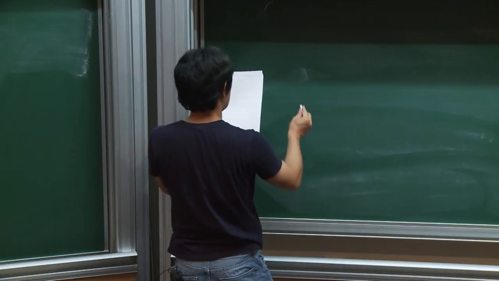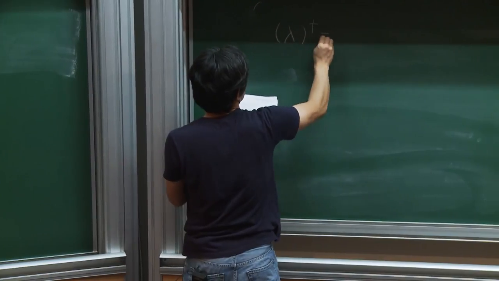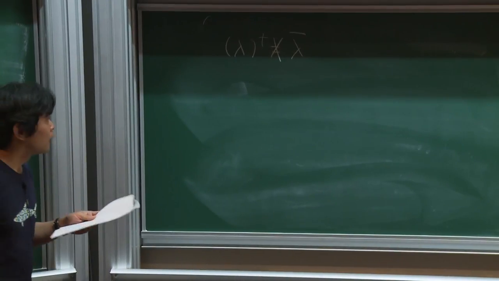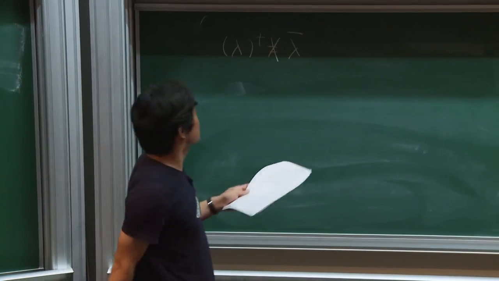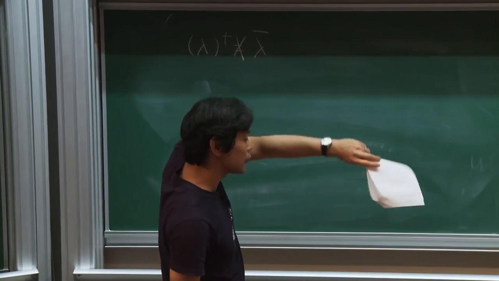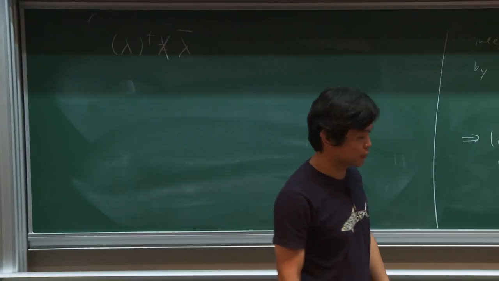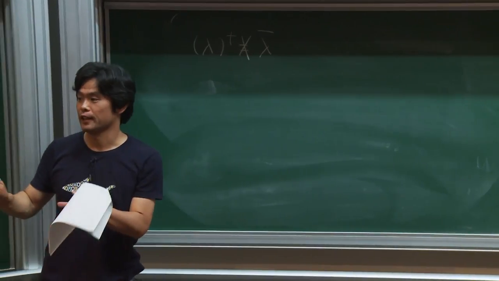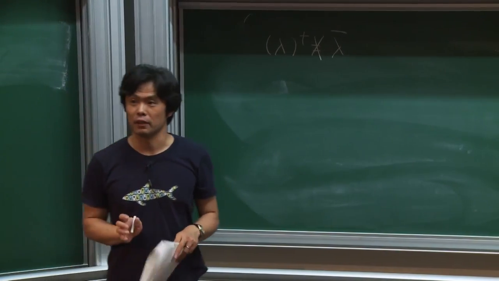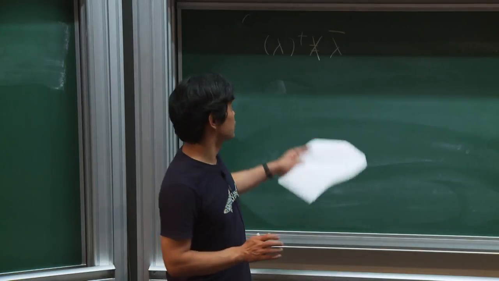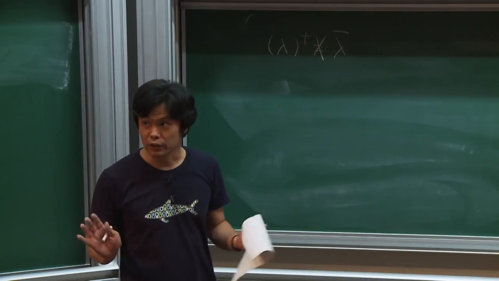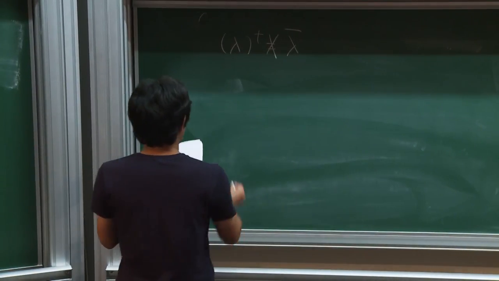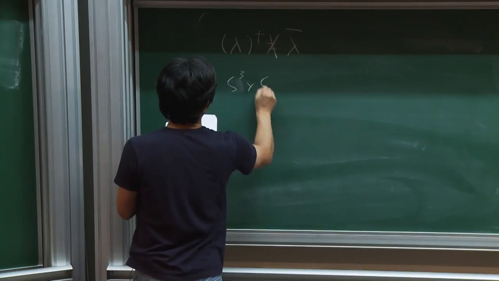First of all, here bar doesn't mean dagger, as usual. Actually, in flat space, the rotation symmetry SO(4) is like SU(2) cross SU(2), and lambda and lambda bar have different SU(2) indices. So it's a completely different spinor, and we cannot identify lambda dagger and lambda bar. In the Lorentzian case, it's not so. Okay, then on S3 cross S1.